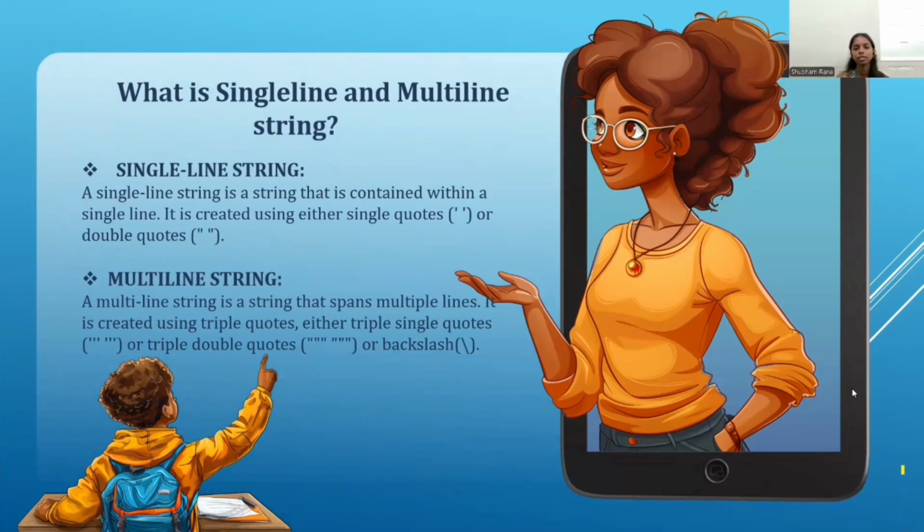Let's see what single line and multi-line strings are. A single line string is a string that is contained within a single line only, and it can be created using either single quotes or double quotes. Now let's see the multi-line string. A multi-line string extends up to multiple lines, and it can be created using triple single quotes, triple double quotes, or a backslash.